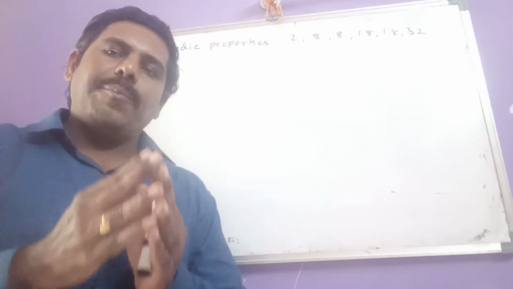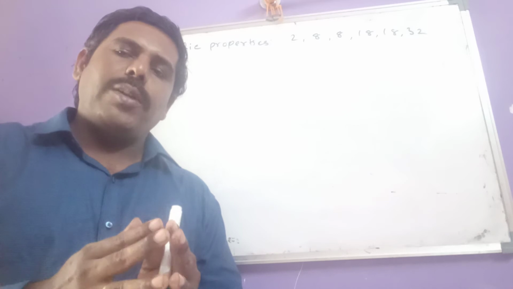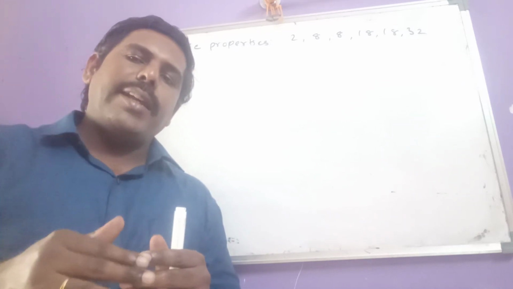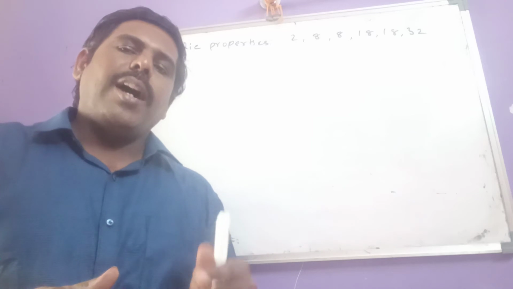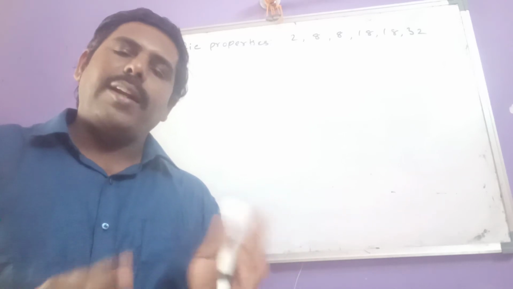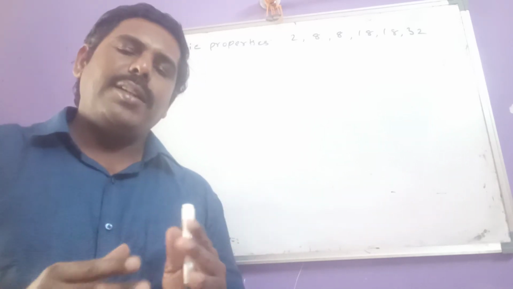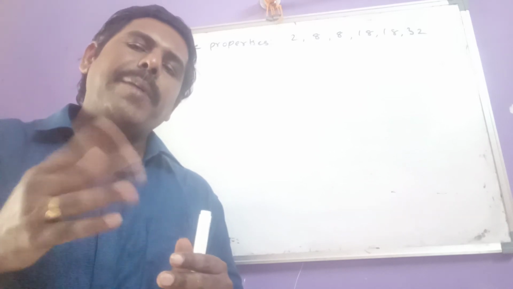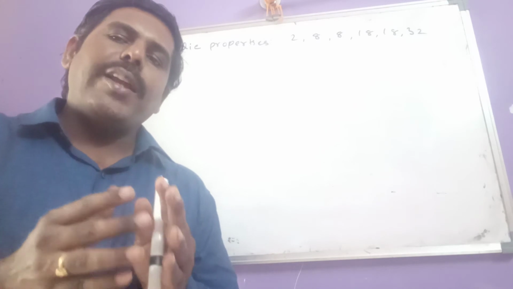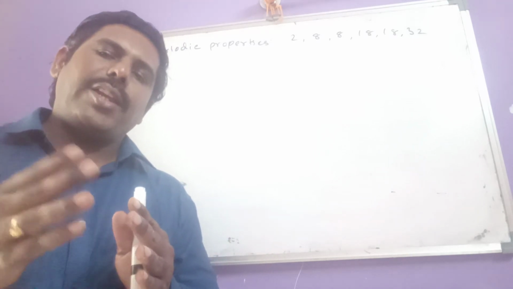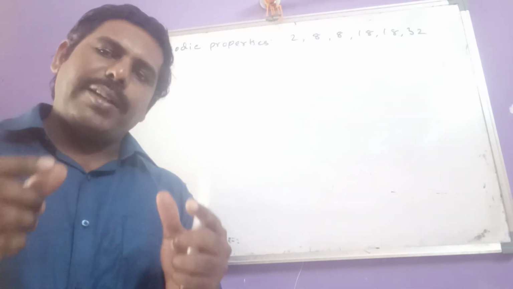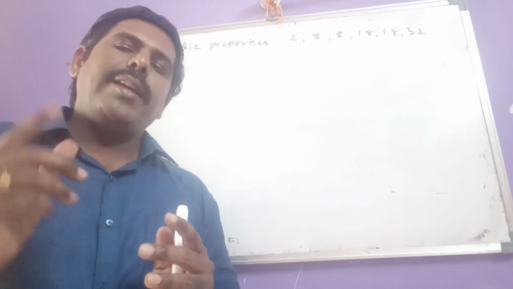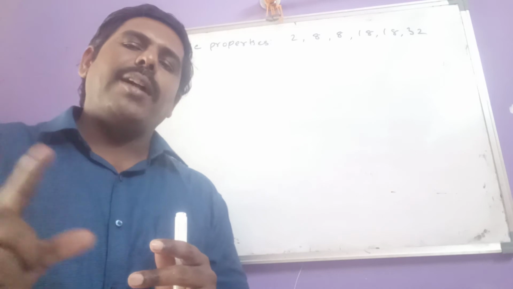For example, if today is Friday, after 6 days we get Friday again. Not 7 days, so 6 days. Count once. So for every 6 days, Friday is the repeating property. Like that, if any property repeats at regular or fixed intervals, that property is called a periodic property. That trend is called periodicity.